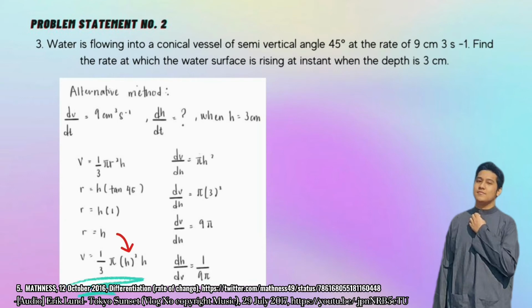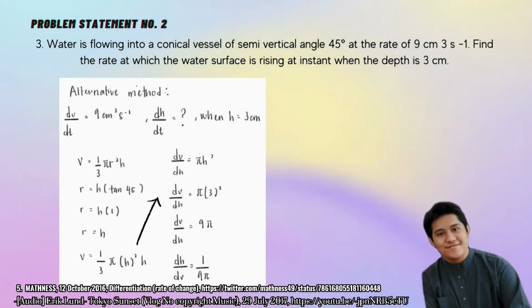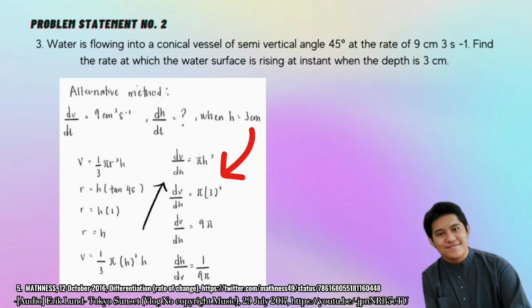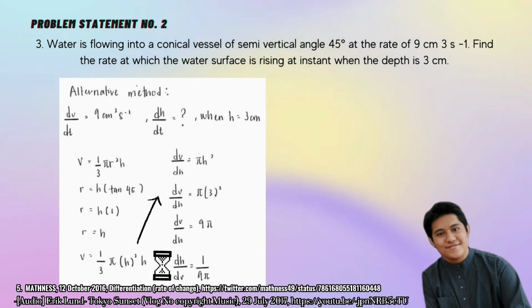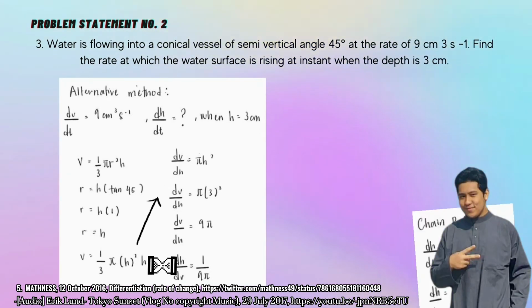Then you substitute it into the volume of the cone, and you will get 1 over 3 pi h cubed. Then you differentiate it, you will get pi h squared, and then you substitute the value of h, which is 3, and you will get 9 pi. After you get 9 pi, you have to invert the equation because we want to find dh over dV. So you will get 1 over 9 pi.